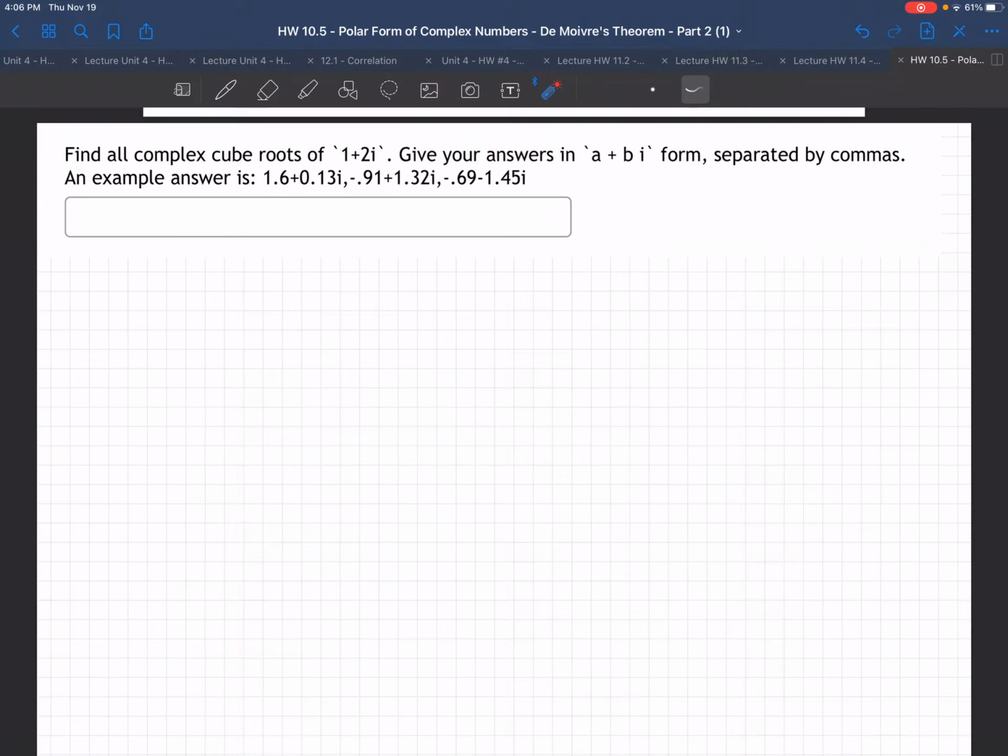Here's an example where we're finding complex cube roots of 1 plus 2i and give our answers in that form separated by commas. There's an example answer.